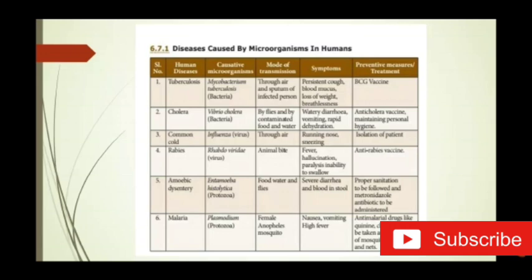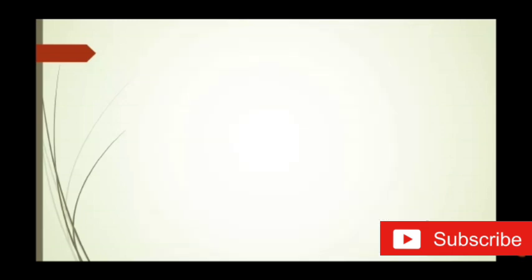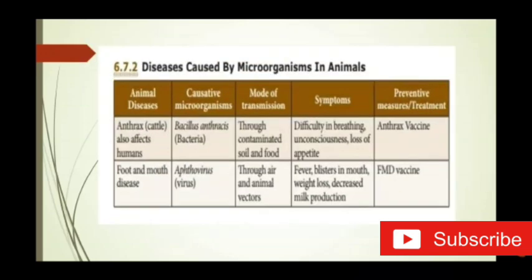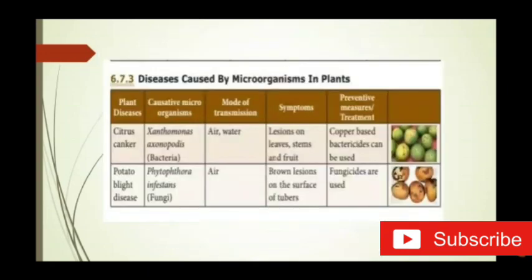The diseases and causative microorganisms, the mode of transmission, how they transmit, the symptoms of the disease, and preventive measures and treatment of the disease are listed below. Some of the disease causing microorganisms in animals are listed below, and next, some of the disease causing microorganisms in plants are listed here.